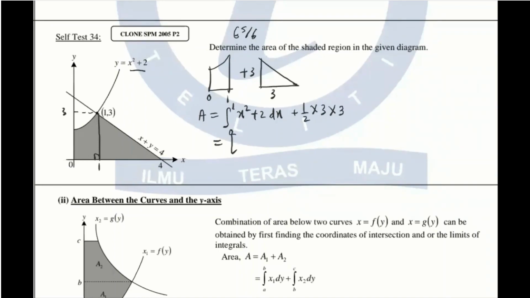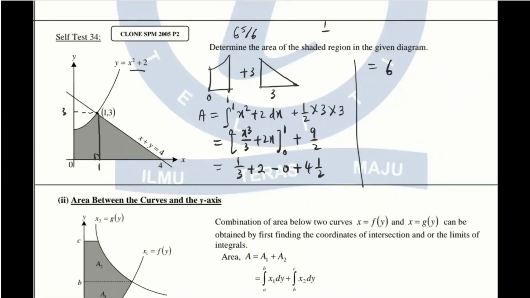Yes, good. So here we integrate x cubed over 3, plus 2x, lower limit 0, upper limit 1. The triangle is just 9 over 2. If I put 1 inside, I get 1 over 3. If I put 1 inside 2x, I get 2. Lower limit is 0. I'll just leave it as 9 over 2, or maybe we can think 4.5. 2 plus 4 is 6. Now, 1 over 3, when you plus with 1 over 2, you get 5 over 6. So this is 5 over 6, right? Square units.